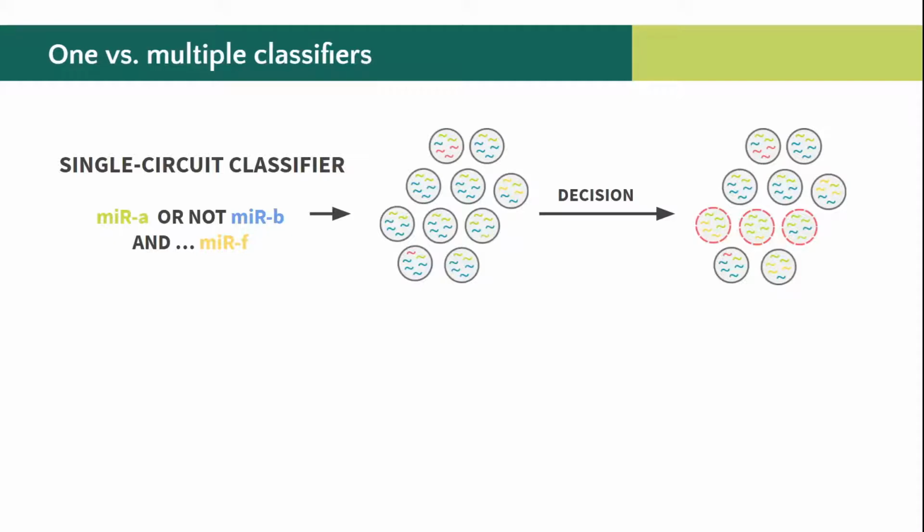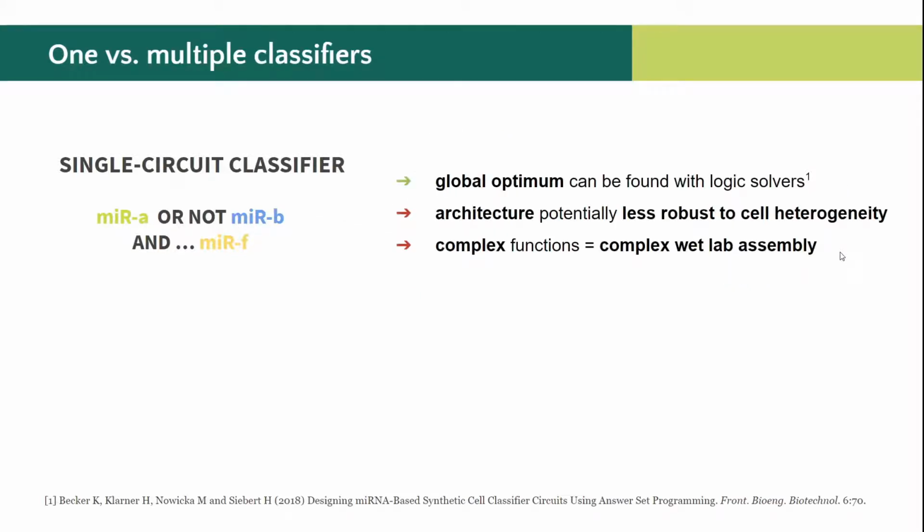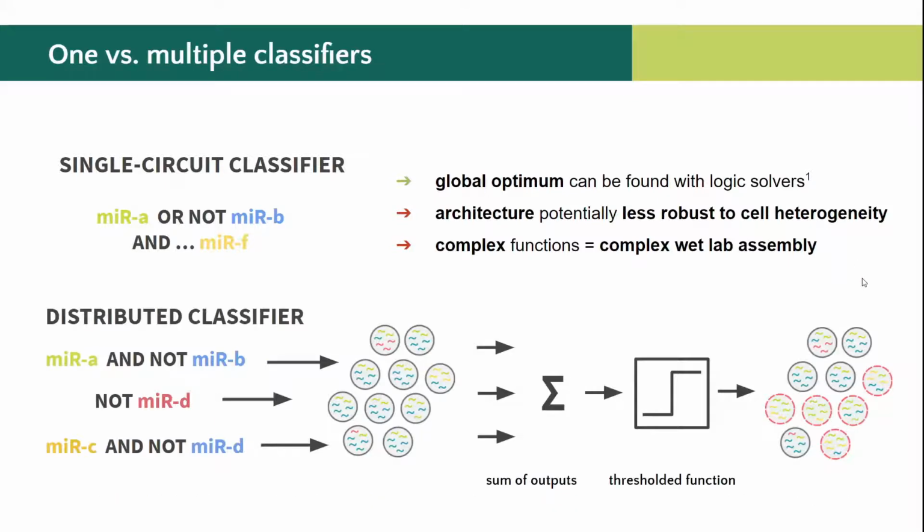The first classifier architecture we worked on were single circuit classifiers that are basically large single functions consisting of up to 10 microRNAs. For this, we created a method that allows to find globally optimal functions using logic solvers, but large single functions may not comprehend the cell diversity very well, and therefore the single circuit architecture is potentially less robust to the cell heterogeneity. Also, as you may imagine, more complex functions pose difficulties for the wet lab assembly.